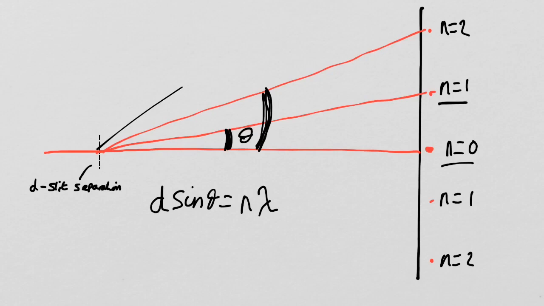This is particularly useful in astronomy. If you wanted to measure the specific wavelength coming from a star, you could use a diffraction grating and split it up, see what angles they separate into, and find lambda, the wavelength, from that.